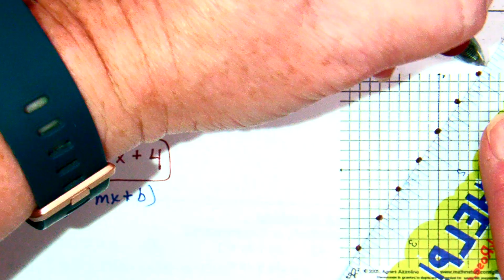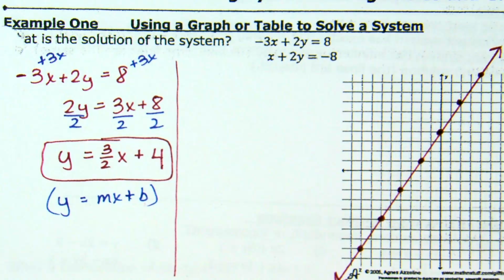Okay, now what? Repeat the process, but for the other line, yes? So my equation is x plus 2y equals negative 8. I want to get my y term by itself, which means I need to move the x.